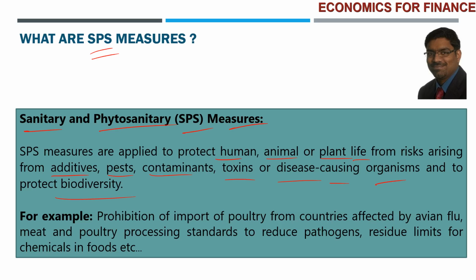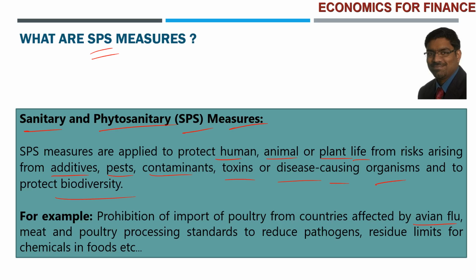For example, prohibition of import of poultry from the countries affected by avian flu. Earlier there was the bird flu, and at that time poultry from the affected countries was banned, because the imported poultry might have spread avian flu within our country also. So why would we import poultry from such a country which is affected with bird flu? Are we so interested in getting bird flu or what? Nobody will do that. So we prohibit that.